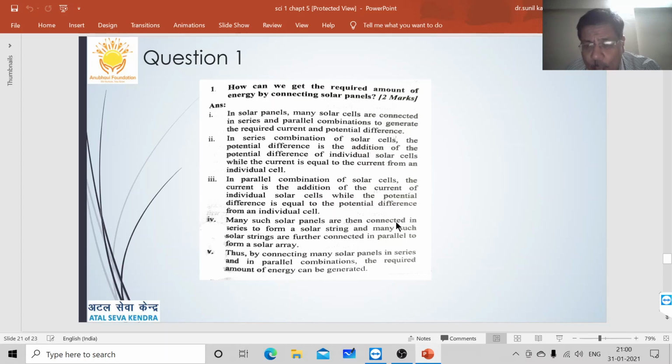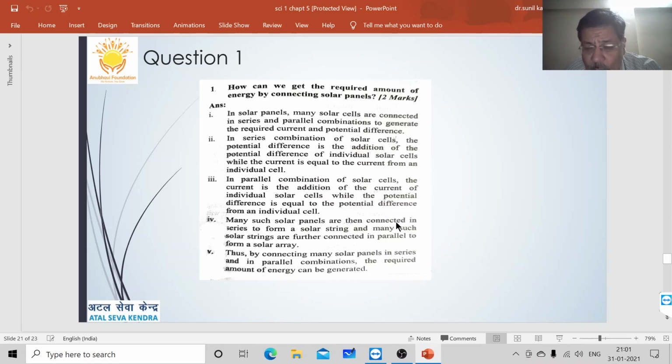In series combination of solar cells, the potential difference is the addition of the potential difference of individual solar cells while the current remains the same. In parallel combination of solar cells, the current is the addition of the current of individual solar cells while the potential difference is equal to the potential difference of an individual cell, so it remains the same.